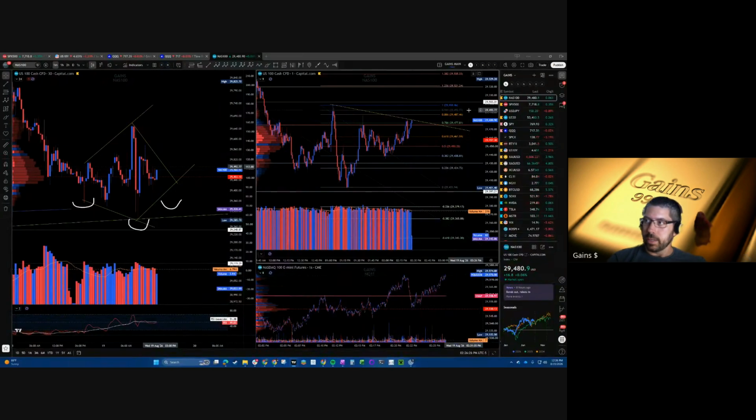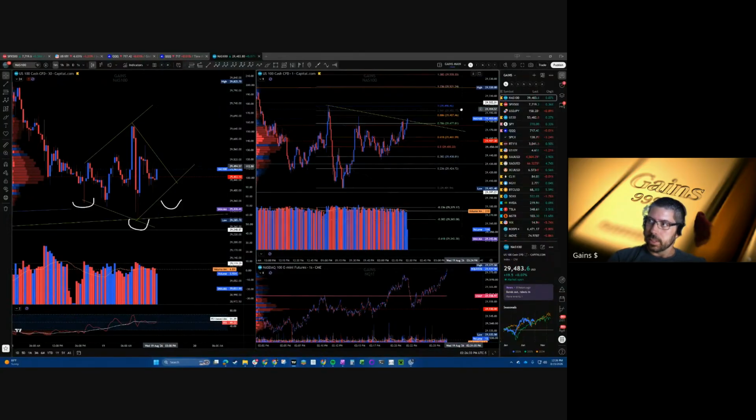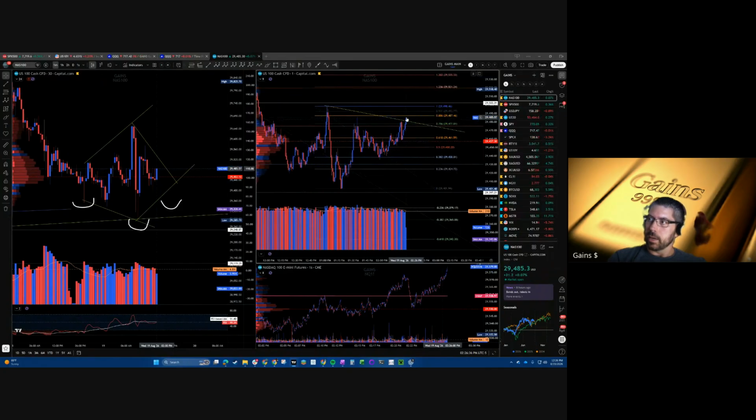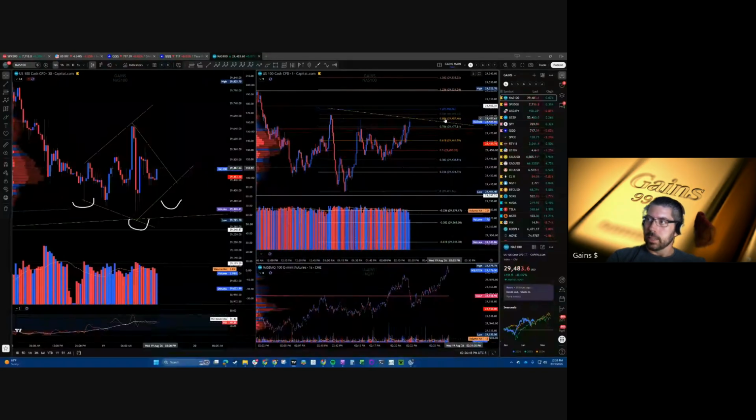If things keep exceeding the levels that you've drawn, then you just have to roll with the punches. Now that it's busted up higher, the triangle still isn't invalidated. It might just be expanding a little bit. For example, this 0.886 level is, in my opinion, a very strong reversal level. So I would say 50%, 0.618 and 0.886 are very common reversal areas.